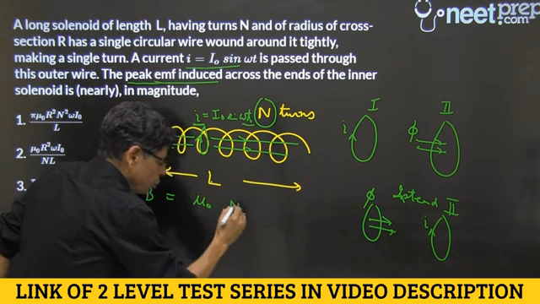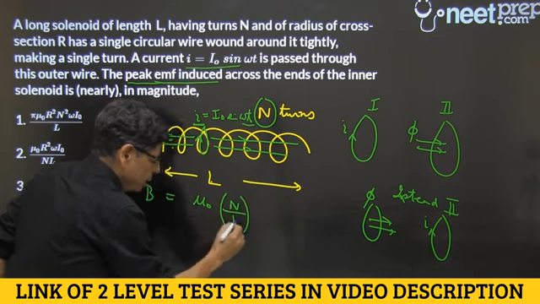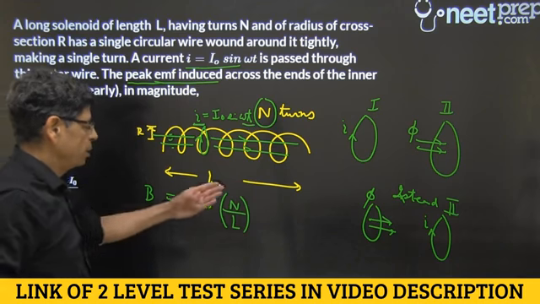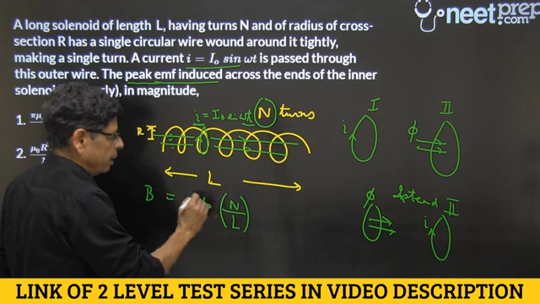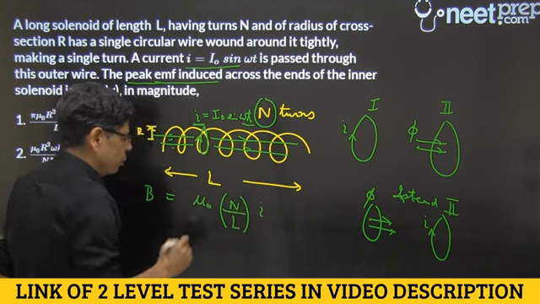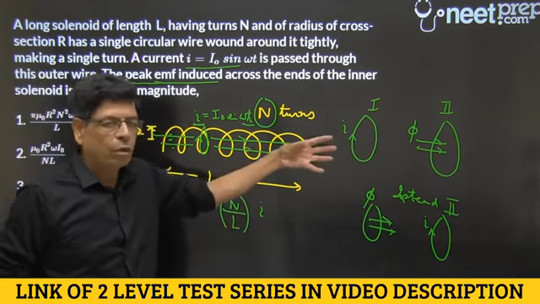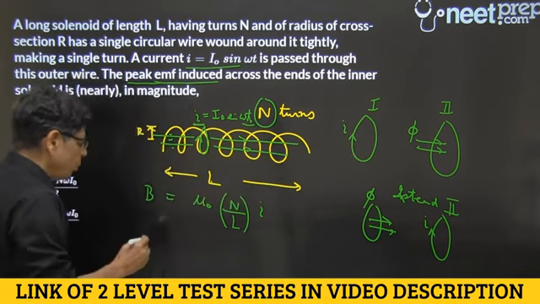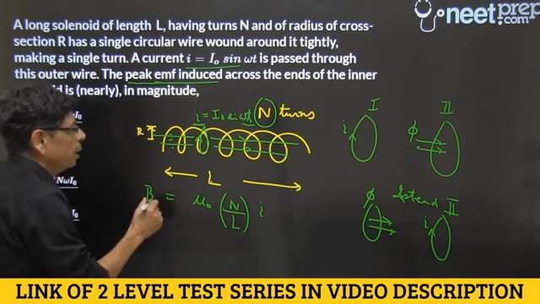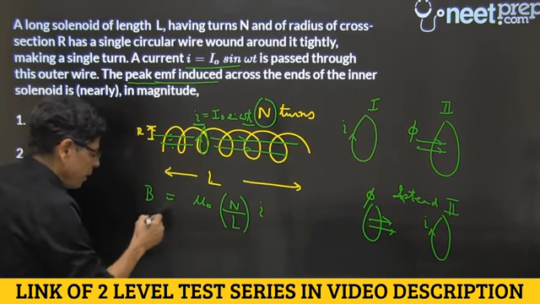Mu naught n I में जो n होता है वो छोटा n होता है. This is capital N by L, which is same as छोटा n, the number of turns per unit length, and I is the current. So this is the B through the tunnel of the solenoid, uniform. So how much is the flux through our green coil which is tightly wound around the solenoid? Well, just multiply by its area.